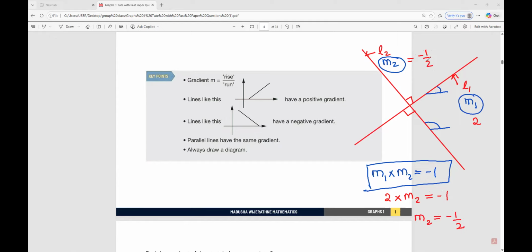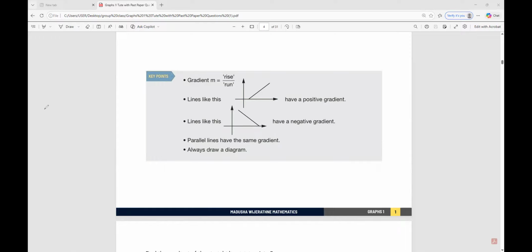It changes its sign and turns the number upside down, the reciprocal. Put a minus and write the reciprocal of the other gradient. So that is the relationship between perpendicular lines. It's not given here, so you can write it. Gradients of perpendicular lines. For parallel lines it's given that they have the same gradients.